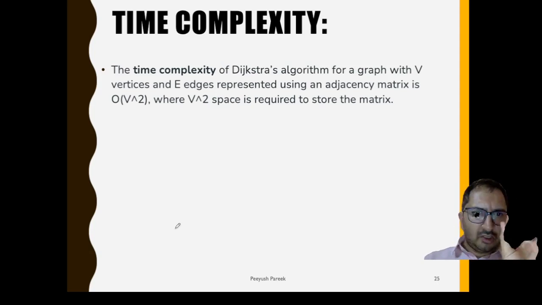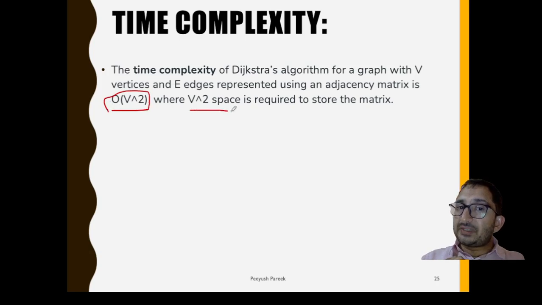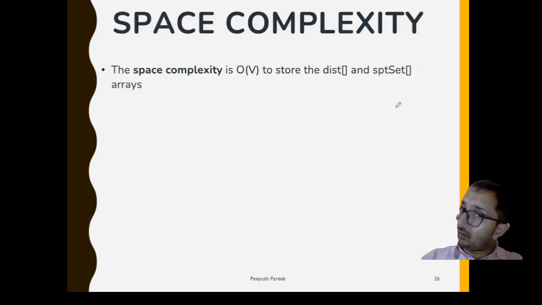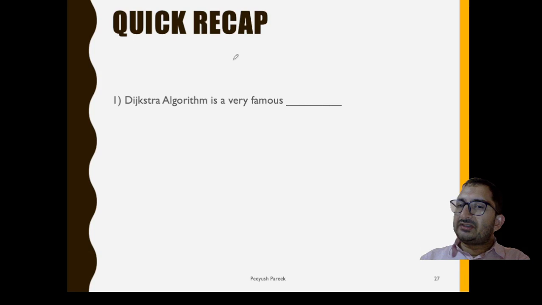What is the complexity? Complexity is a very important term. The time complexity means the time required to execute this Dijkstra algorithm, because each and every algorithm or program should have less complexity. It should require less time and less space. So what is the time complexity? O(V squared). What is this V squared? It is the space required to store the matrix. And what is the space complexity? Storage space. It is O(V) to store the distance and return.